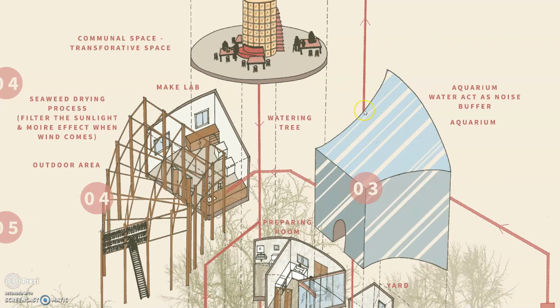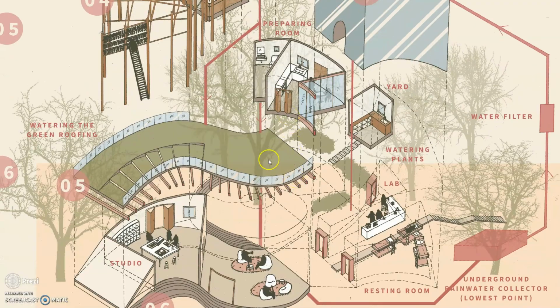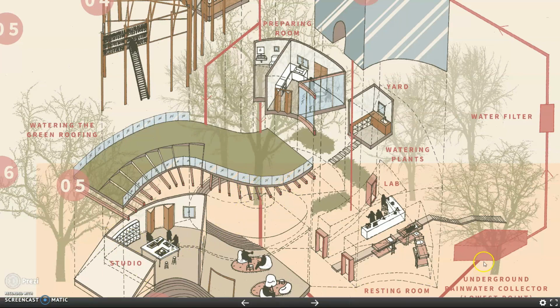Then the water will be channeled out to the top of the dome roofing, cooling down the space during the hottest time. Then the water will be channeled downwards to the trees in the middle of the buildings and the green roof, and finally go back to the rainwater collector again.